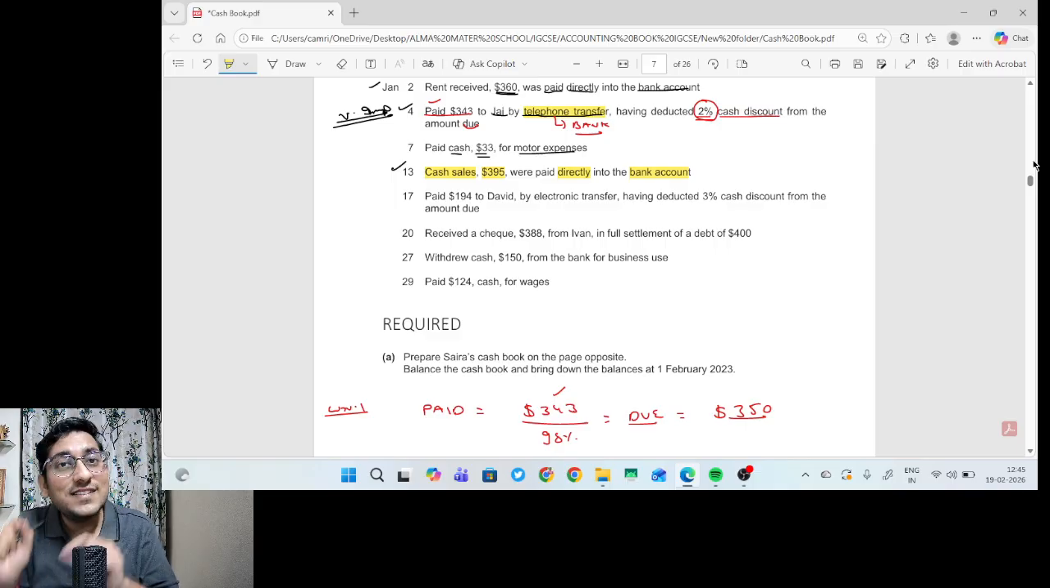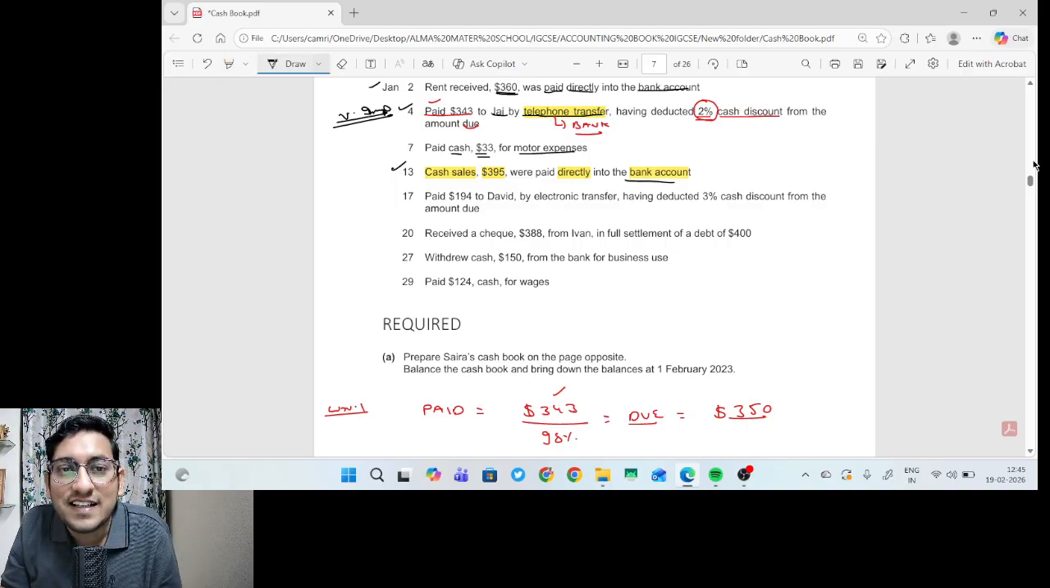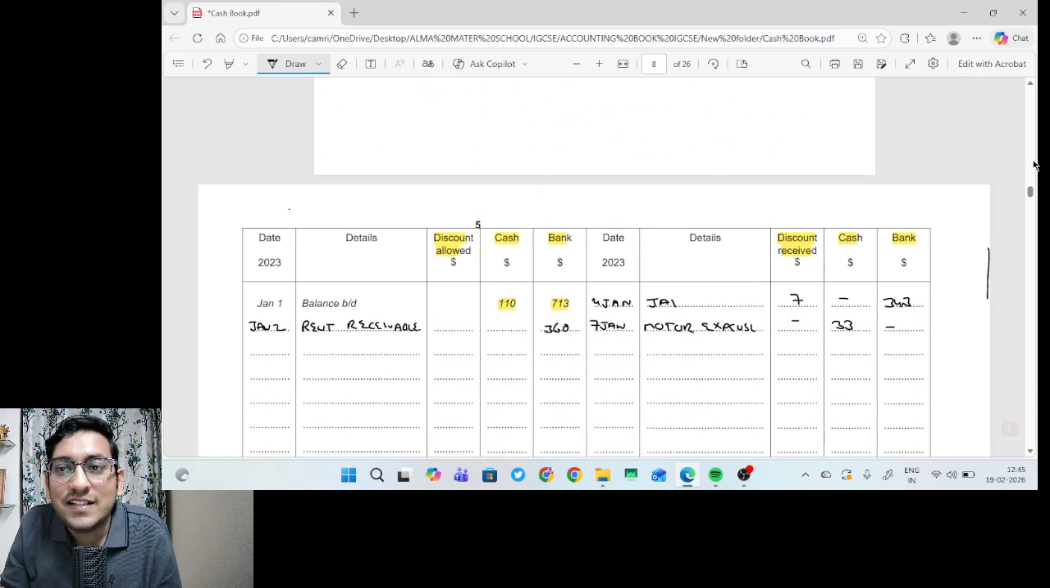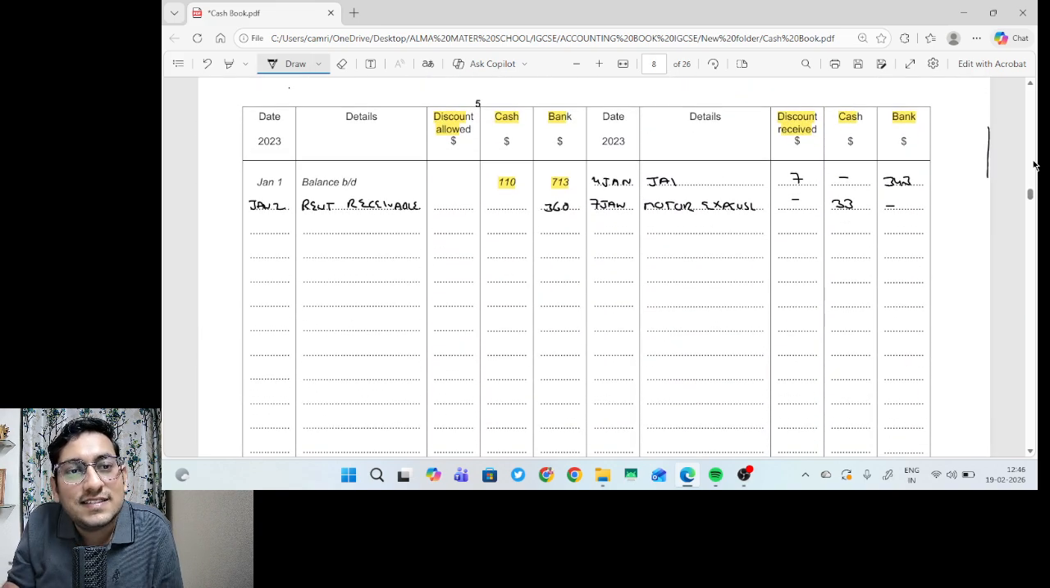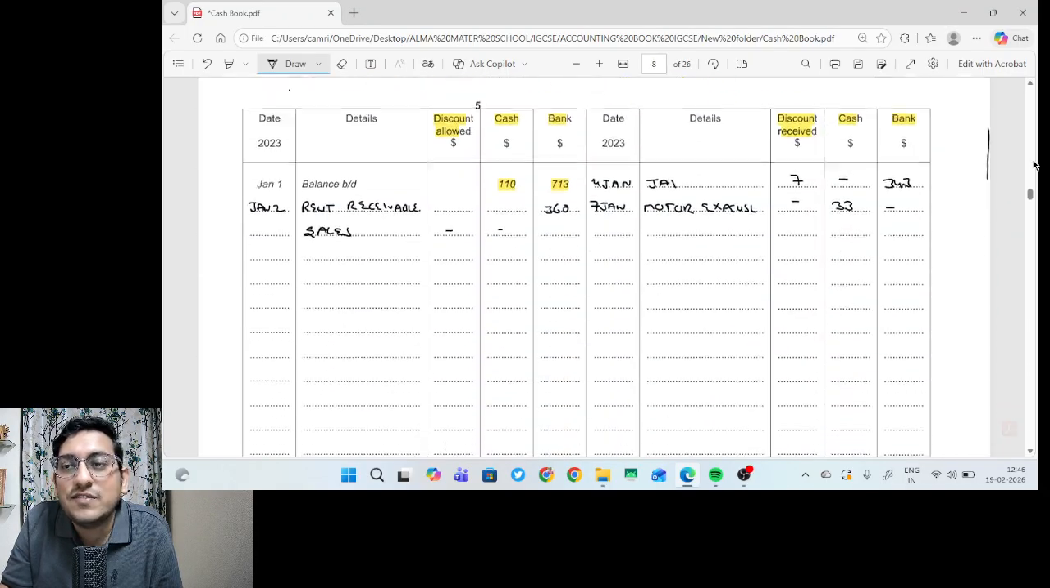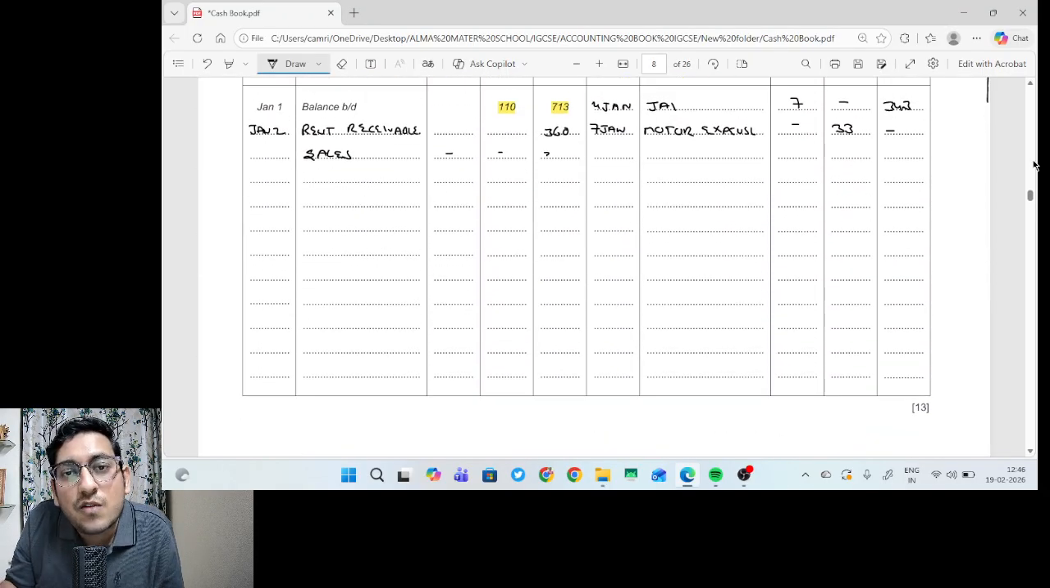Whenever the cash sales comes, you have to read the full transaction. If banking mode is given, then bank will be debited. If nothing is given, then cash will be debited. So you may please put a note of this particular transaction. So since the money is directly coming to bank, bank account debit, sales account credit for $395. We will write sales. And since money is received in the bank account, how much money have we received? We have received $395. So in the bank column, we will write 395.